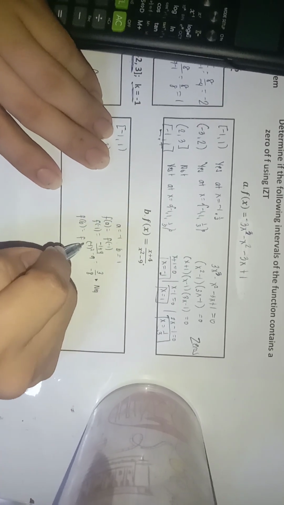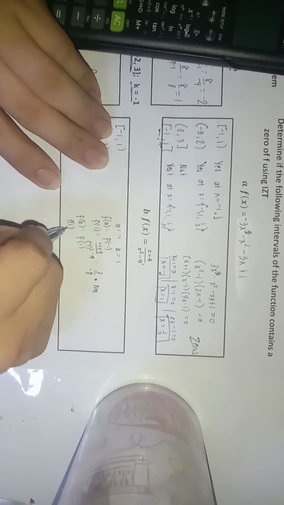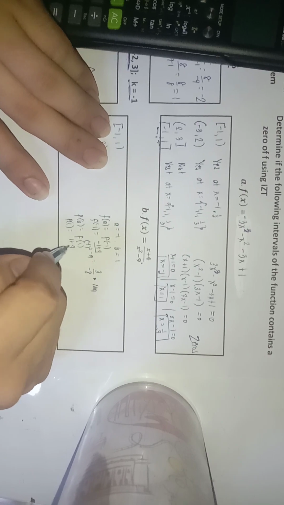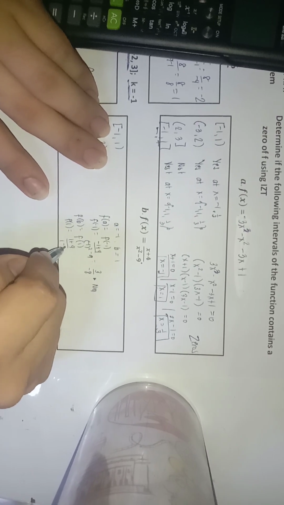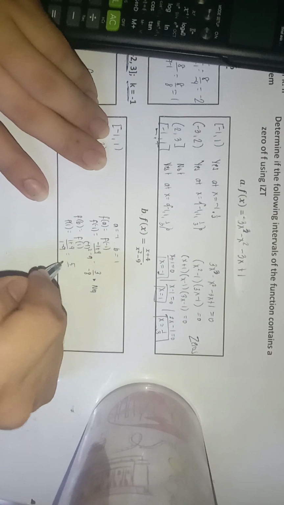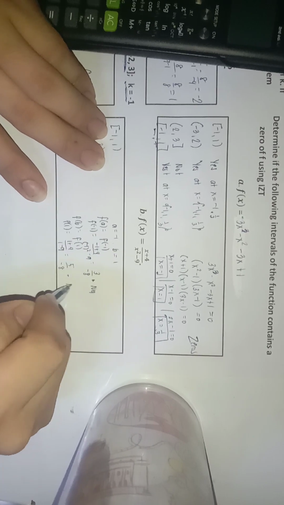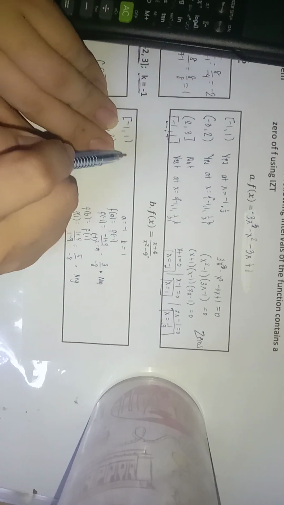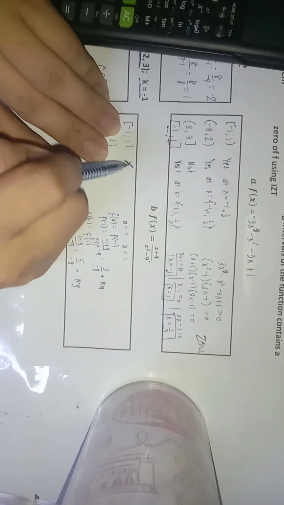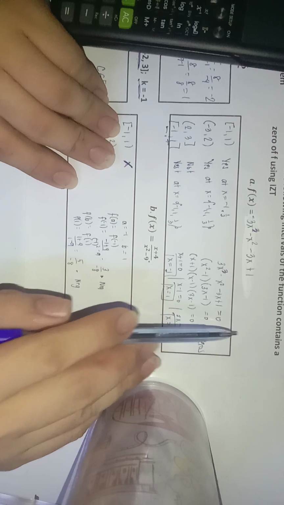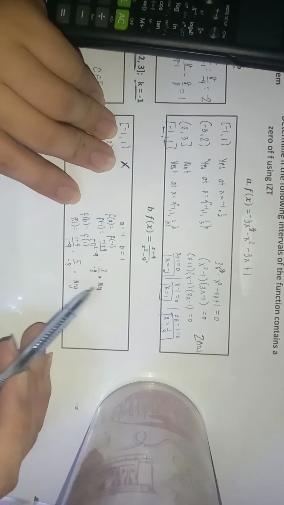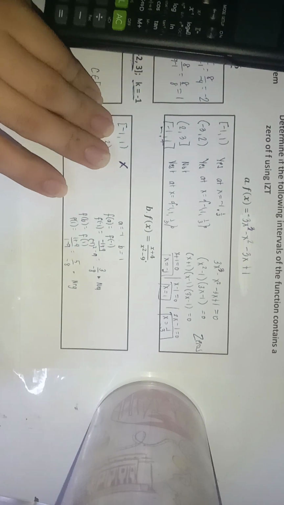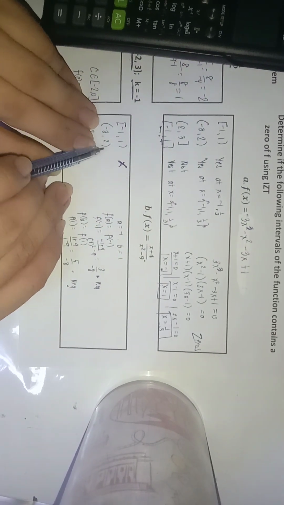Let's look for f of B. f of B is equal to f of 1. f of 1 is equal to, all x become 1: 1 plus 4 over 1 squared minus 9. That is 5 over negative 8, and the sign is also negative. So that means this interval is not included. It does not contain a zero of our function, because both A and B have negative signs.